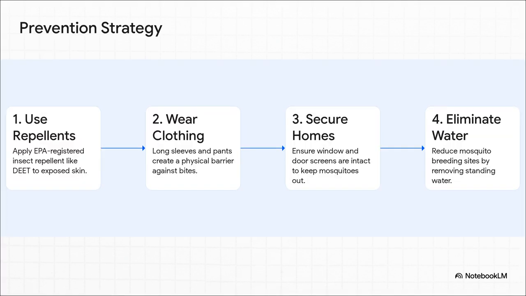Since treatment isn't an option, prevention becomes everything. And the strategy is pretty simple. Just don't get bitten by mosquitoes. That means using proper repellents like DEET, wearing long sleeves and pants, making sure your window and door screens are in good shape, and getting rid of any standing water where those Aedes mosquitoes love to breed. This is Public Health 101.